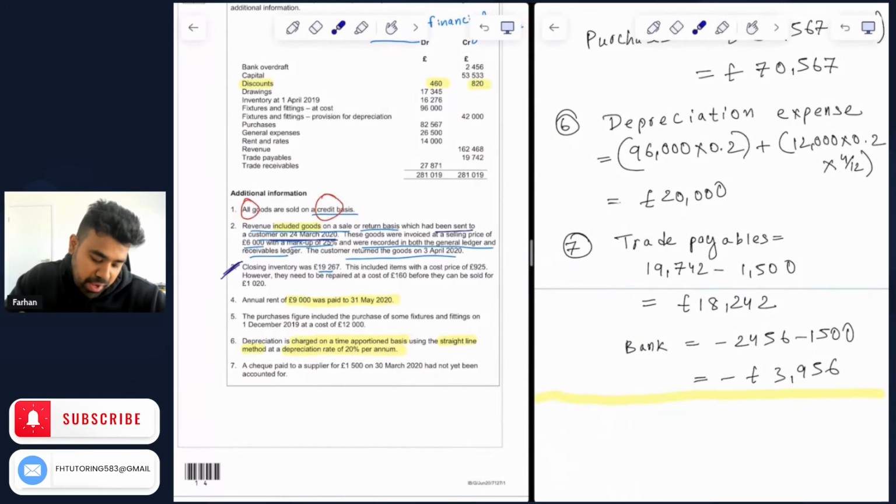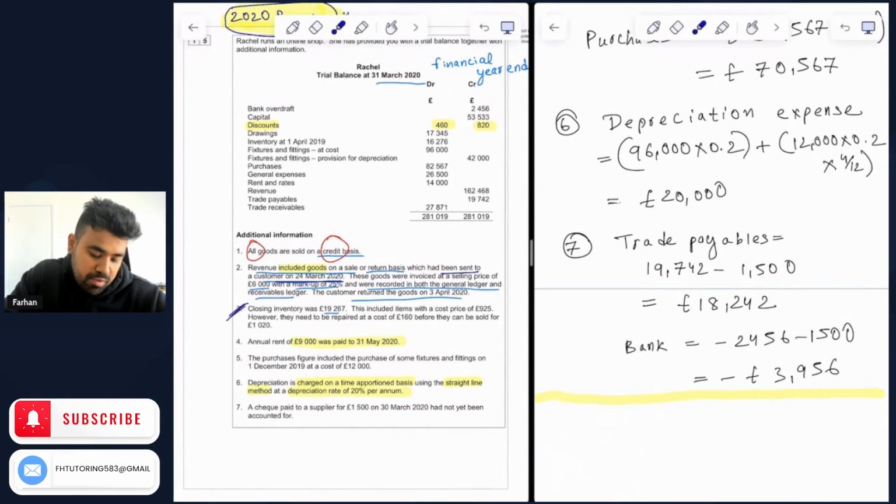So the balance of the bank originally given in the trial balance was an overdraft in itself, which is why it is on the credit side. Because this is an overdraft, this is not recategorized as an asset, but rather a liability because Rachel owes the bank money. And that is why, because it is a liability, it was included on the credit side to begin with. So a bank overdraft of £2,456 on the credit side simply means that Rachel has a negative balance in the bank account, which is minus 2,456.